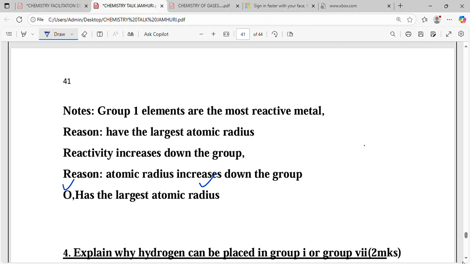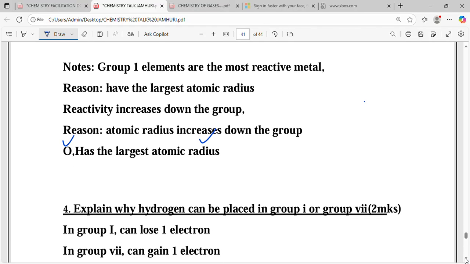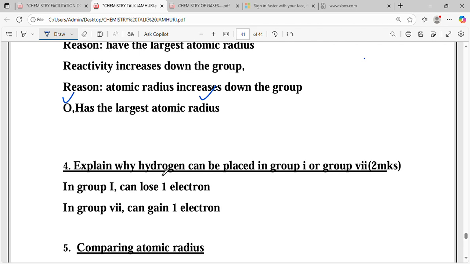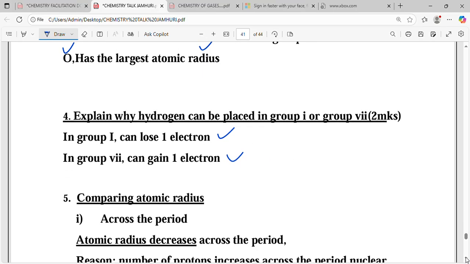Next question we are asked in the periodic table is to explain why hydrogen can be placed in group 1 or group 7. In group 1, it can lose 1 electron. So the reason why hydrogen is placed in group 1 is because it can lose 1 electron. The reason why it is placed in group 7 is because it can gain 1 electron.